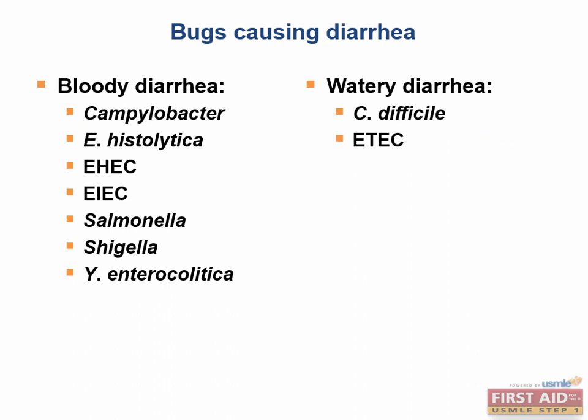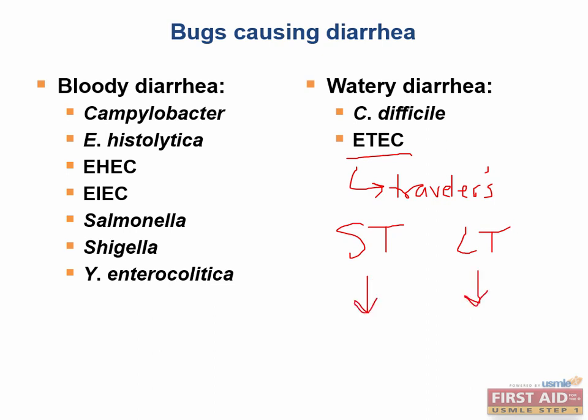Another bug that causes watery diarrhea is enterotoxigenic E. coli, or ETEC, that causes a traveler's diarrhea. Now, this bacteria produces an ST and even an LT toxin. Do you remember how these toxins work? In the case of the ST toxin, it increases cyclic GMP levels by overactivating guanylate cyclase. In the case of the LT toxin, it increases cAMP levels by overactivating adenylate cyclase.